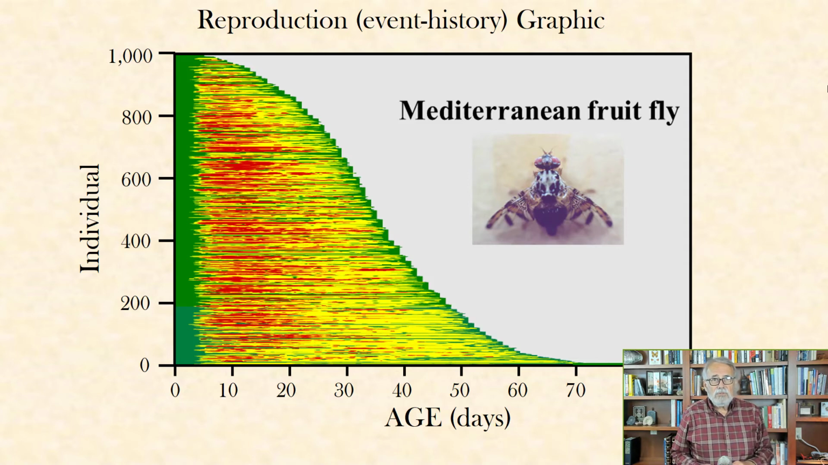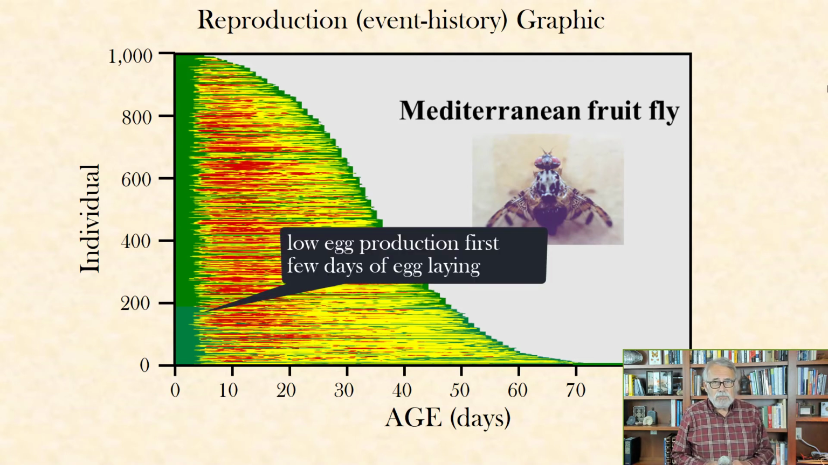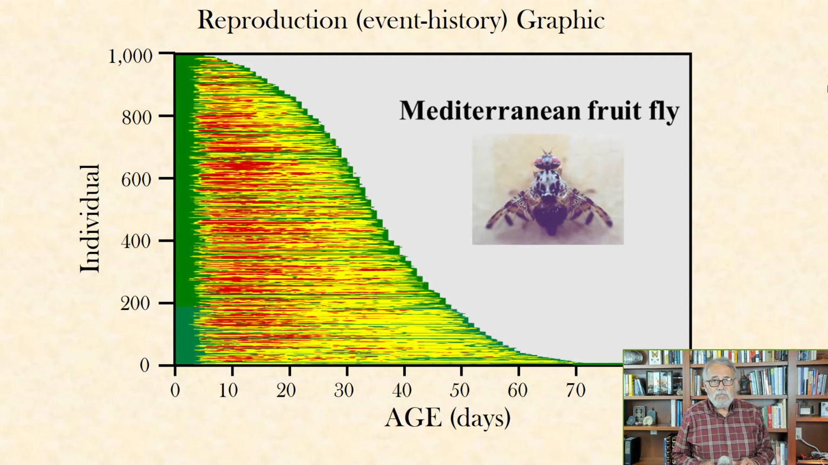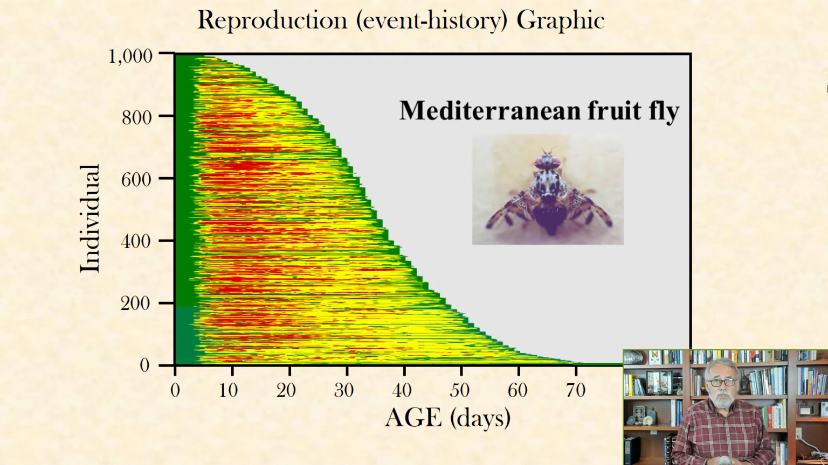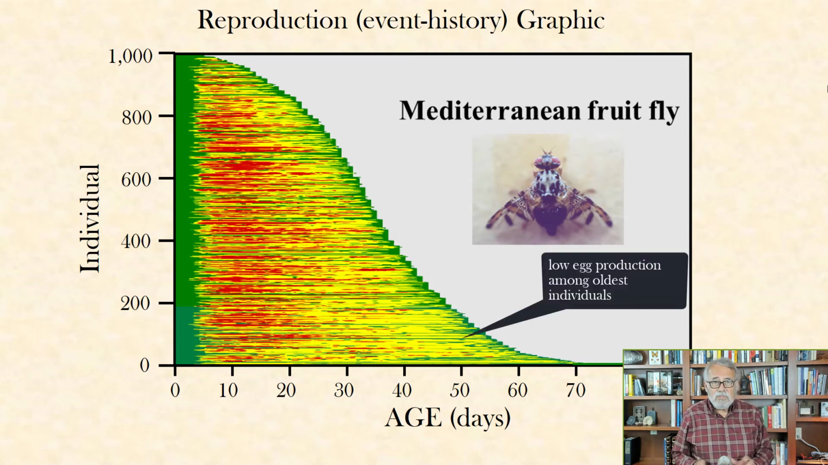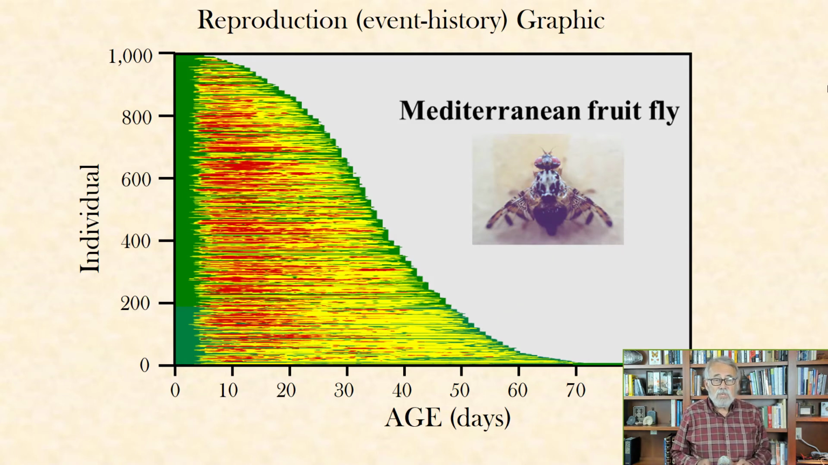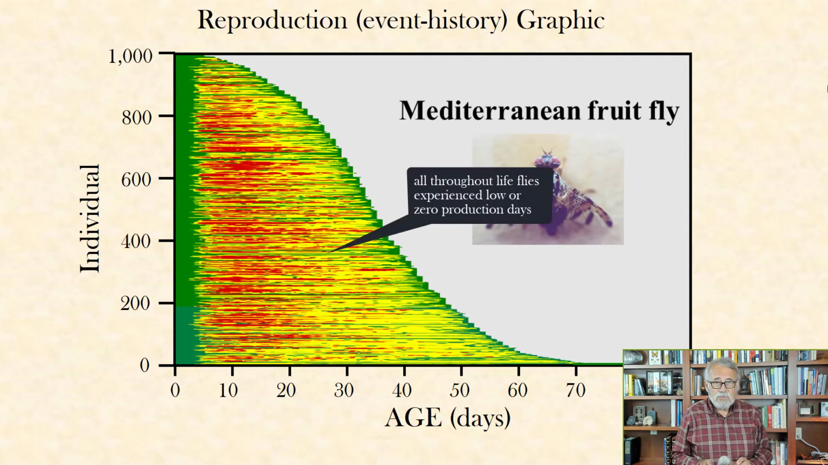Fourth, low levels of egg production were evident at several times during the life cycle, including during the first few days of oviposition and the last several days of life for each fly. During the oldest ages, see the survival tail, and also throughout the cohort as shown in the more or less even scatter of low egg production days at all ages across individuals.